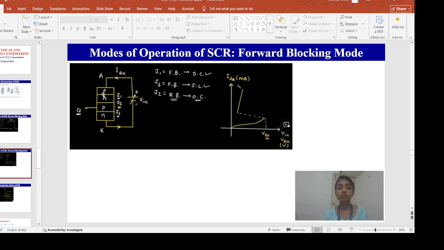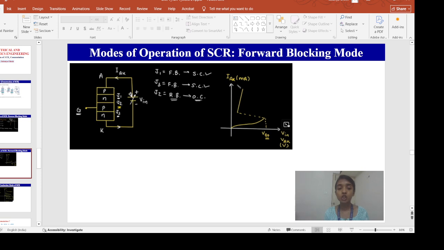Under forward bias, we know that the width of the depletion region is less, and if the electrons and holes in this P and N regions have enough energy, they can overcome this depletion barrier existing at J1 and J3 because they are forward biased. But what about this J2? A huge depletion region is existing here due to this reverse bias.